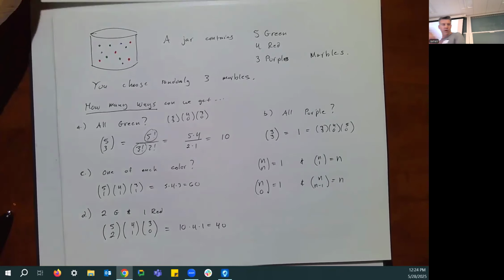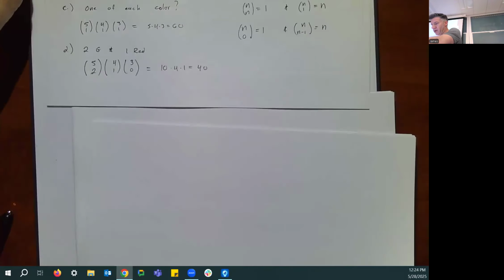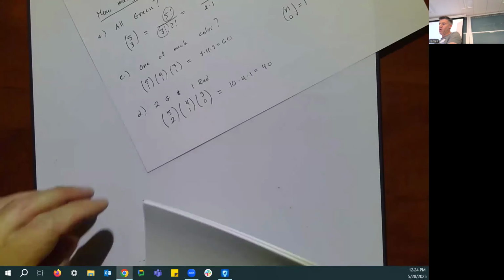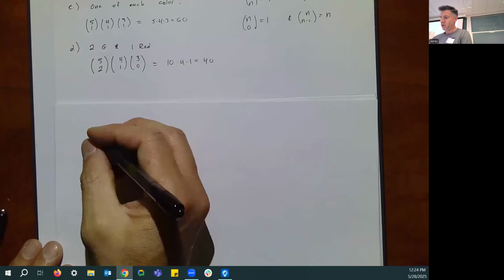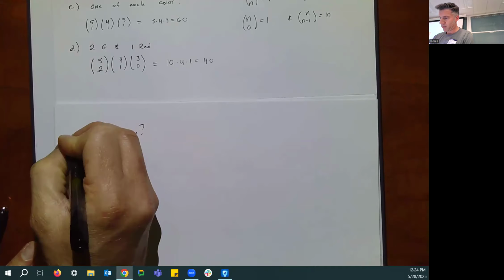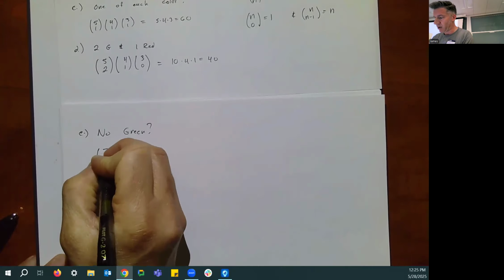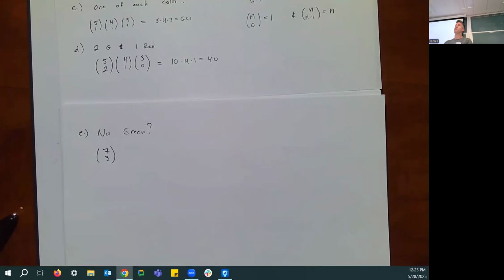Okay, a little bit more interesting. We're almost done with this example. I think there's 2 more questions I want to ask you. So, what if I wanted no green ones? Well, how many of them aren't green? There's 5 green ones, 3 purple ones, and 4 red ones. So it looks like there's 3 plus 4, 7 that aren't green. So of those 7 that aren't green, I want to choose 3 of them.